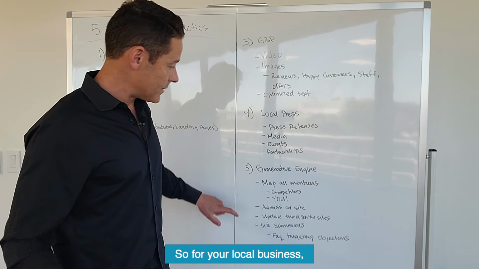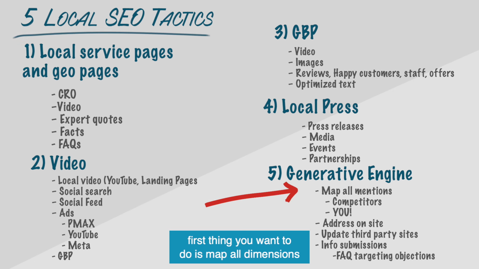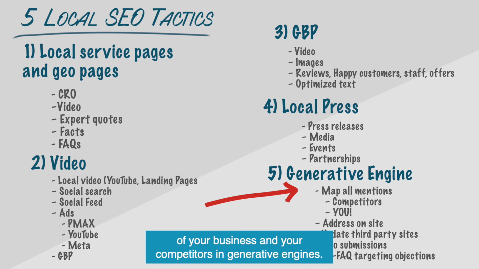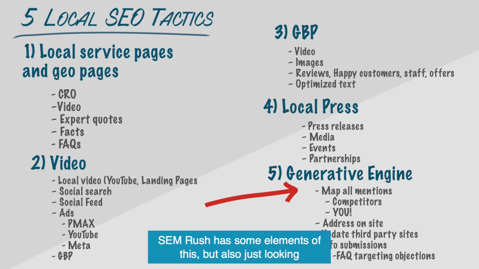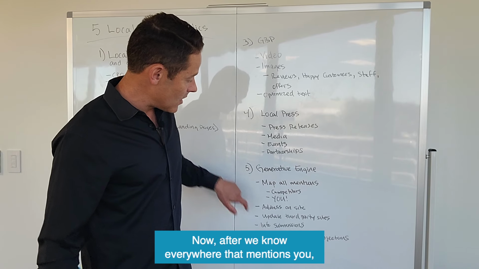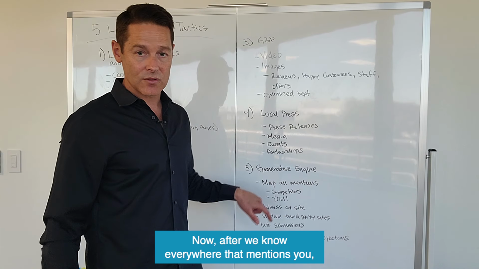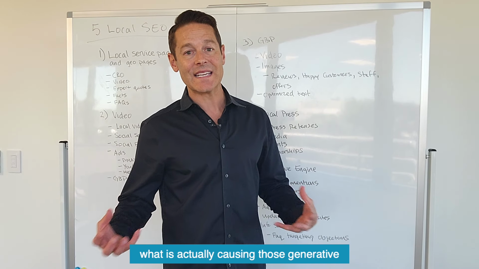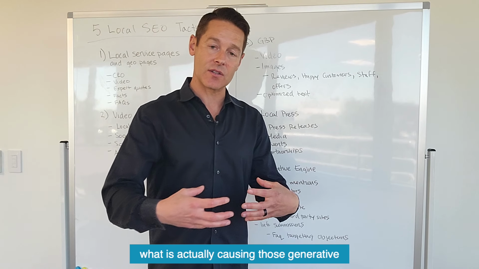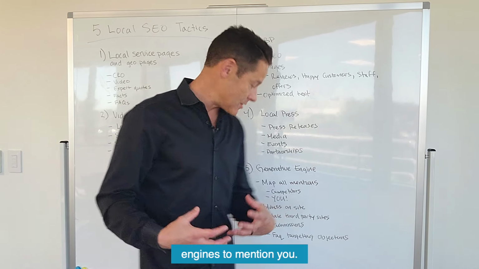So for your local business, first thing you want to do is map all the mentions of your business and your competitors in generative engines. Now, we can do this with tools. SEMrush has some elements of this, but also just looking and doing manual research around some of your top keywords. Now, after we know everywhere that mentions you, that gives us a really good map into what is actually causing those generative engines to mention you.